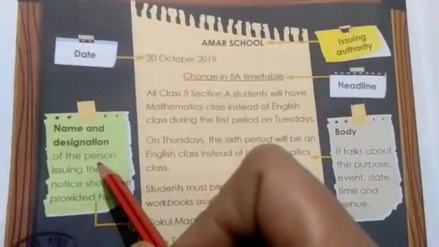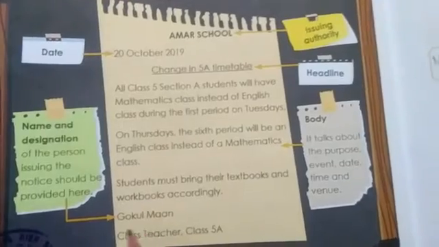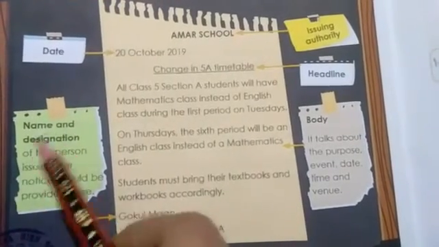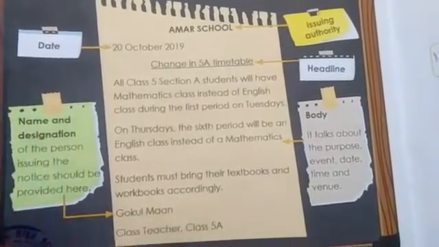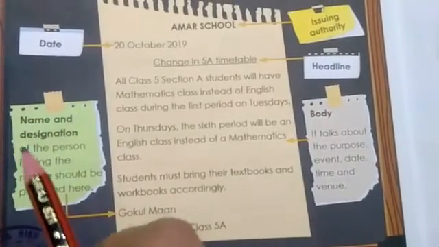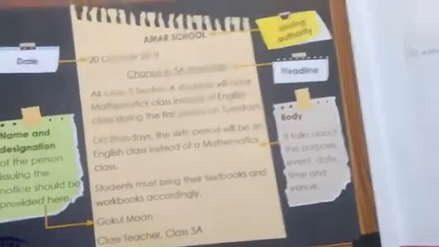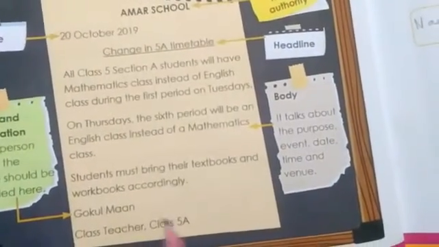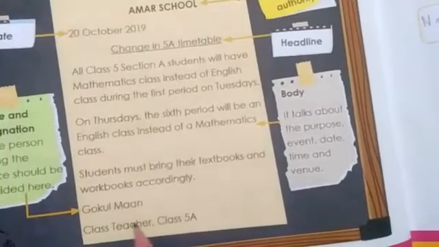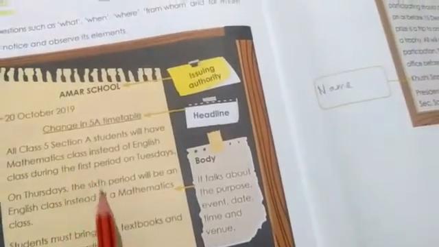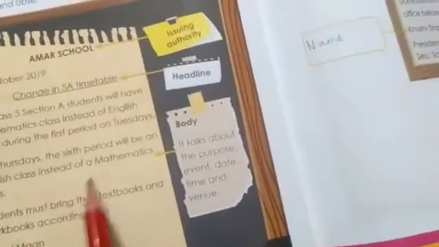So they have given the information to the students. And who has given the information? Name and designation. In this case it is Gokulman. Designation is nothing but the position of the person issuing the notice, and it should be provided here. Who is Gokulman? He is the class teacher for 5A. So the name and the designation is the class teacher, the position. Then body. It talks about the content, what is written in that.